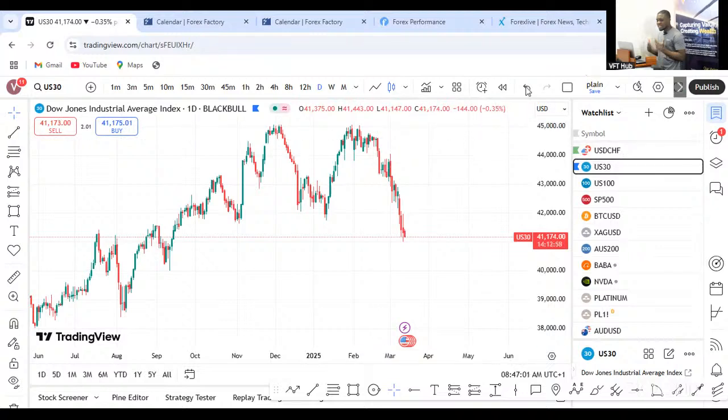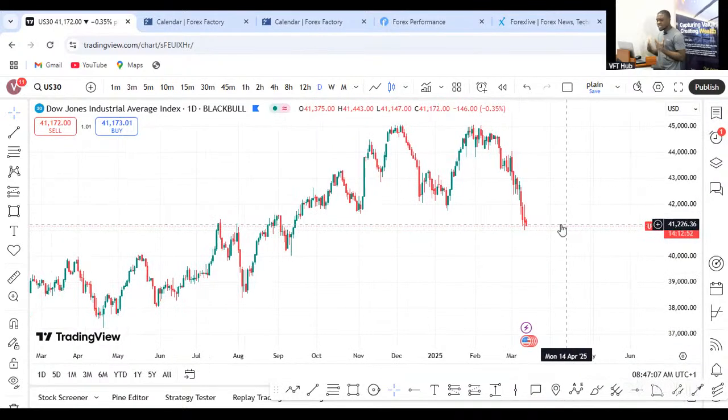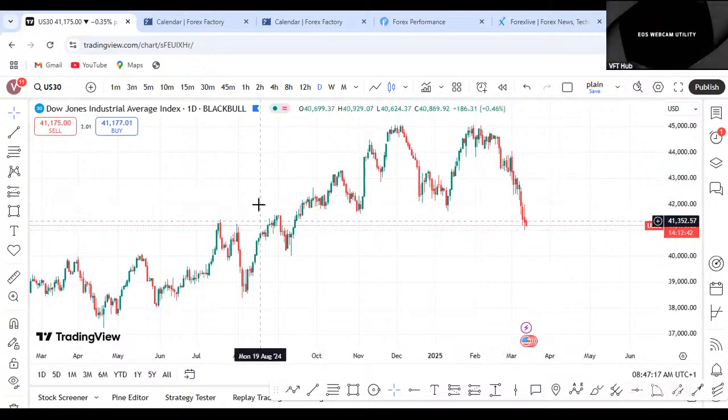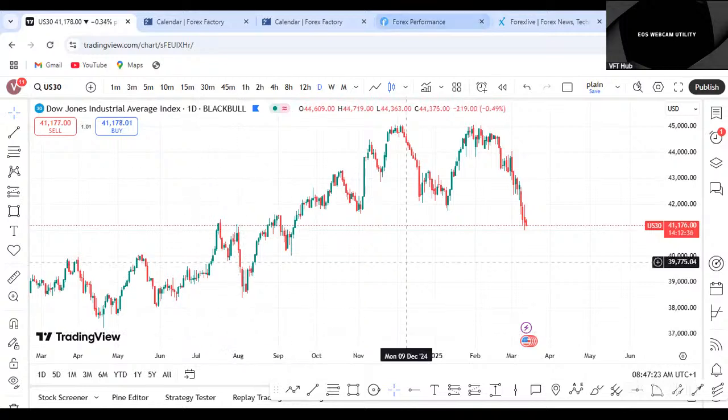But let's look at the technical part of things and see if we can make sense of it. This morning on the higher time frame on US 30, we see that price has given us a break of structure to the downside. We're announcing a structure shift, and we've seen a structure shift to the downside, which is very, very interesting.